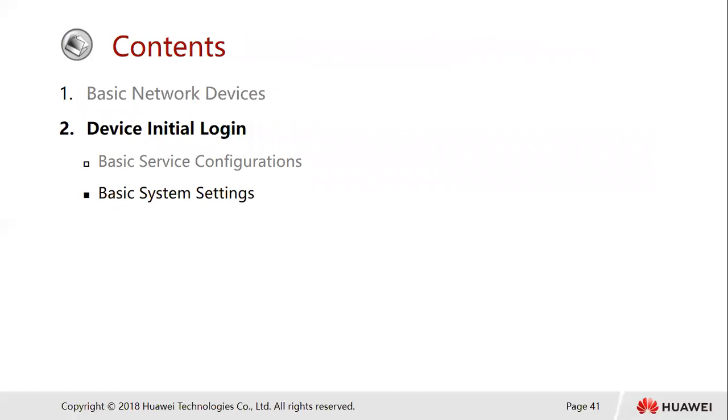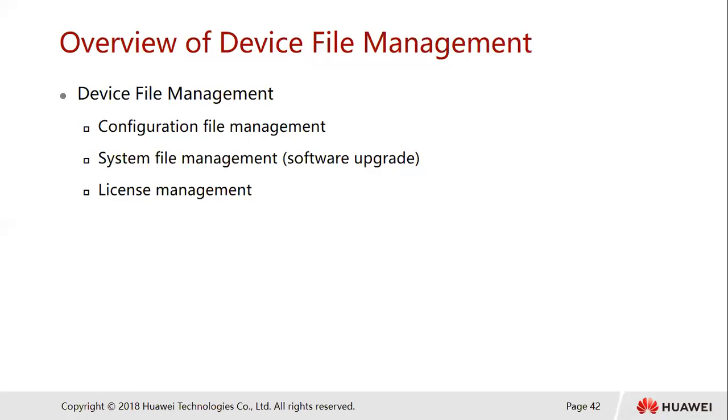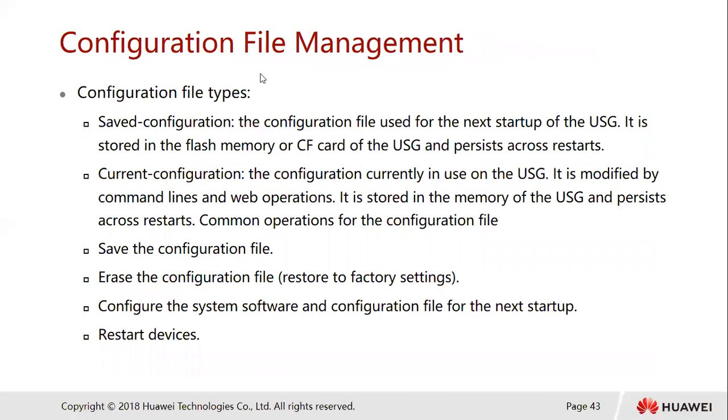Okay. So some basic system configurations. All right. So we have different types of files. We have what is known as the saved configuration file. So this is the configuration file used for the next startup of the Huawei firewall. Okay. Current configurations. These are the current configurations on the firewall.